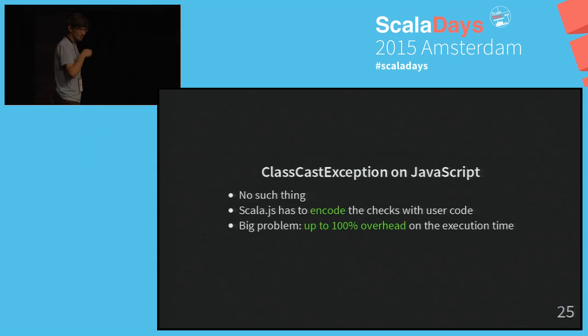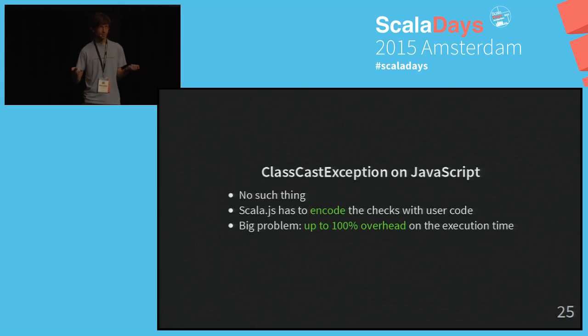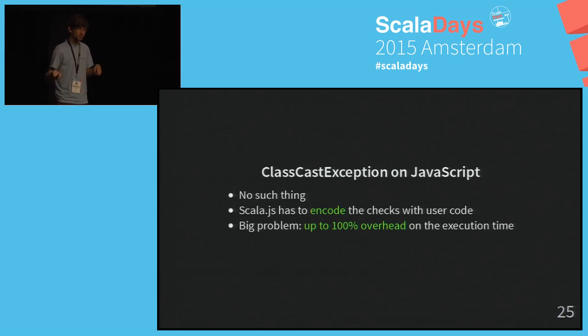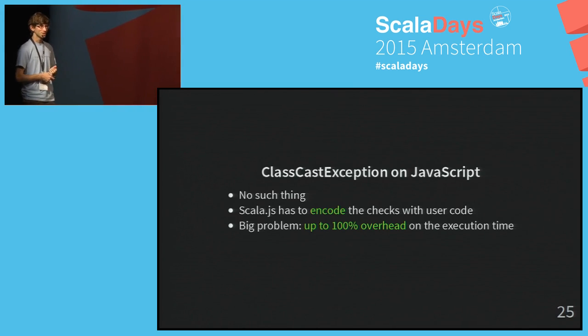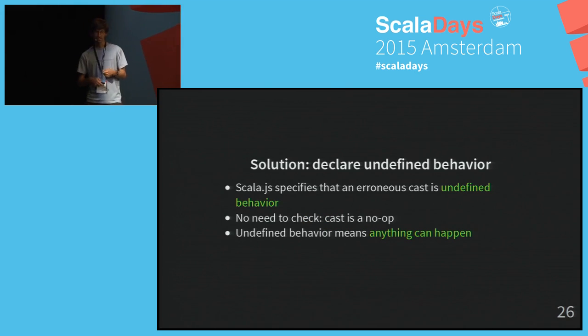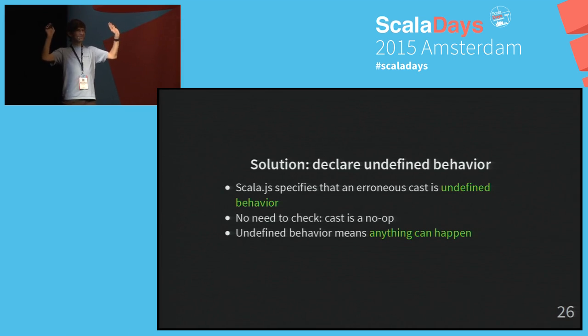So it's quite annoying. And it's so annoying that you can get up to 100% overhead on your program. So let me repeat this. Your entire program becomes twice as slow just because you check the asInstanceOfs on Scala.js. So this is not really acceptable. So what we do is we declare this is undefined behavior.